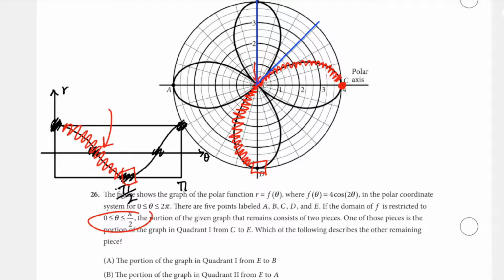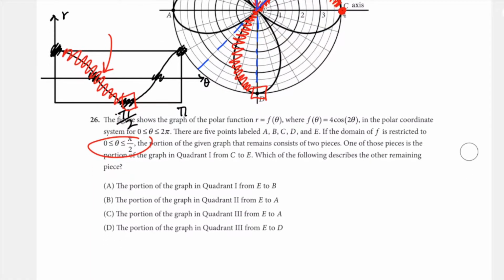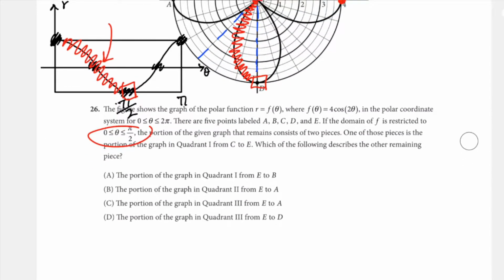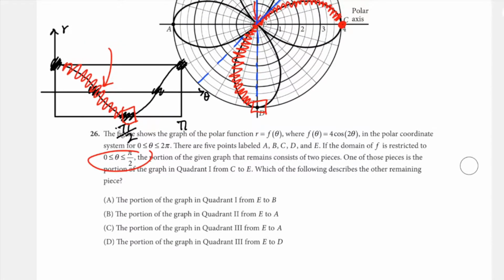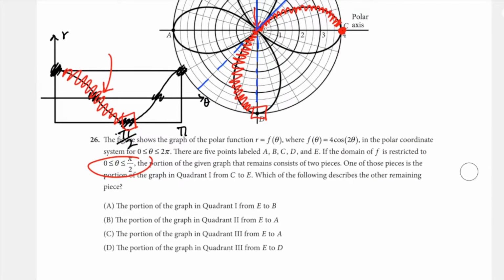The space that's negative r in those theta values would be kind of behind that. So that's why I know it's the stuff in the third quadrant, not the stuff in the fourth quadrant. I don't have to appeal to the smoothness of polar graphs or whatever. That's kind of beyond what we do in pre-cal. So it's going to be in quadrant 3 from E to D.